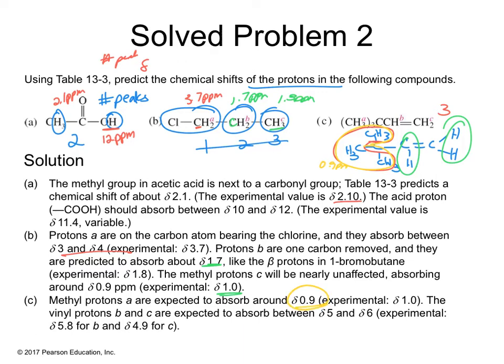Now we have the vinyl here. These are going to be between 5 and 6 ppm. And so it says the B protons and C are between 5 and 6 experimentally. This is 5.8 ppm, and this is 4.9 ppm, because those are sp2 carbon hydrogens.